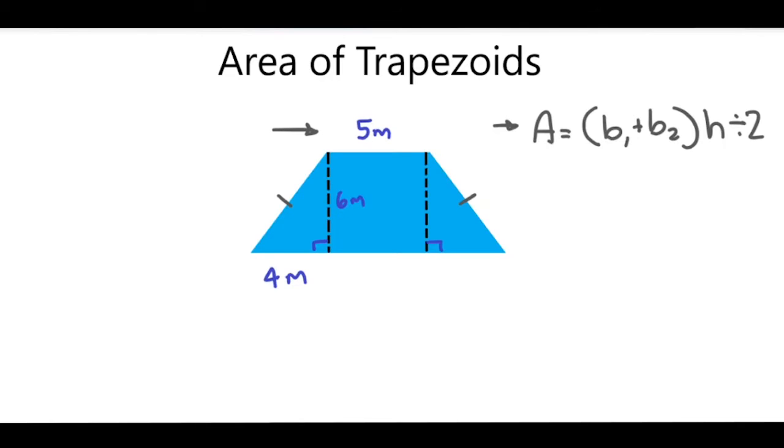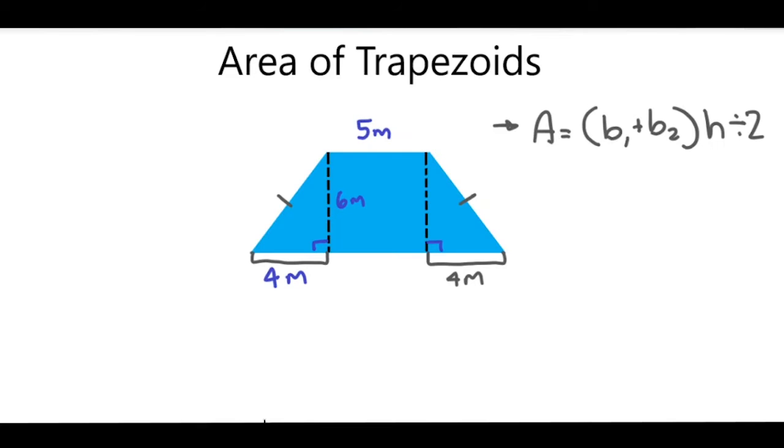Well, at first glance it looks like base 2 is 4 meters, but how can the long base be 4 meters while the short base is 5 meters? You may have picked up on the fact that the 4 meters is this distance right here. Now, because this is an isosceles trapezoid, that means that the distance from here to here is also 4 meters.